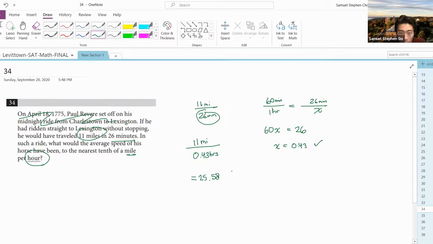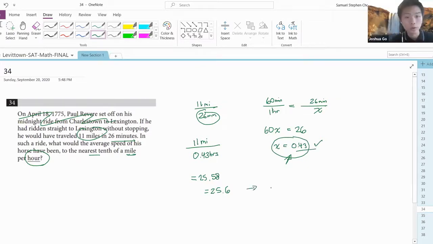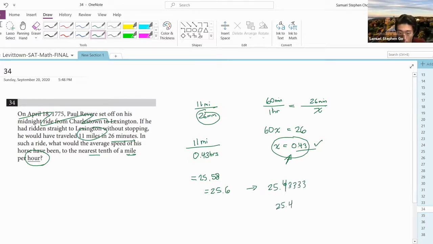So if you wanted to get this to the nearest tenth of a mile, you would just have to say 25.6. Now, my understanding is I have 25.4 written. It's because I rounded the 0.43 value I gave you. So you just got to be careful. This got rounded. If you didn't round it and used the actual value from your calculator, 0.433333, you would actually get 25.43333, which you would get to 25.4 as your answer.